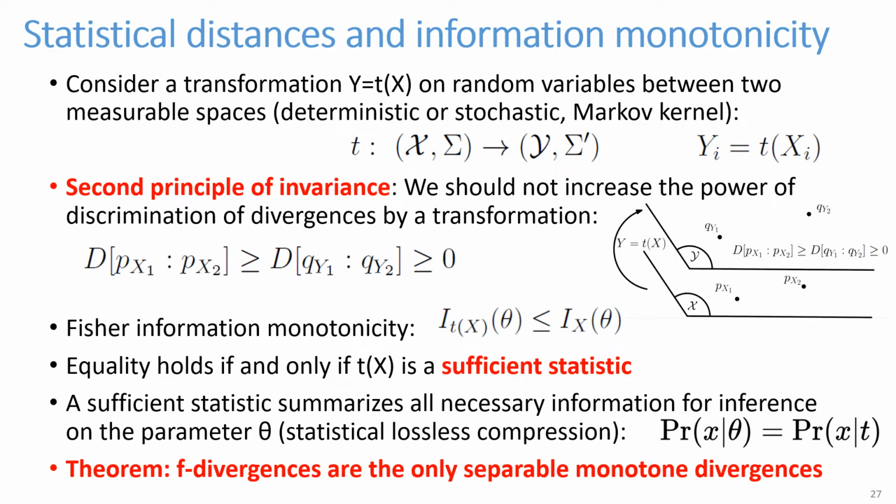A sufficient statistic summarizes all necessary information for statistical inference without loss of information. That is, the probability of x knowing theta should be equal to the probability of x knowing t. A theorem characterizes all information monotone divergences which are separable as f-divergences, except for the very special case of binary sample space alphabets.